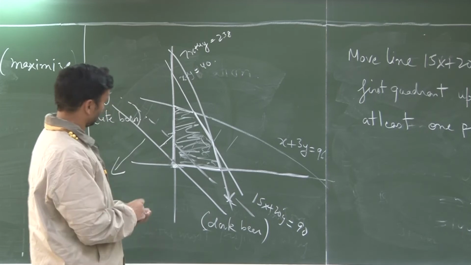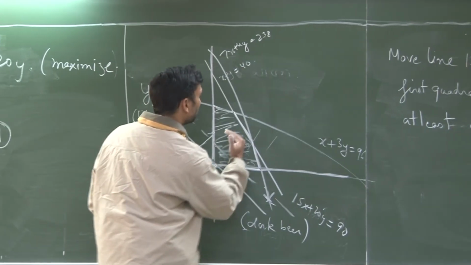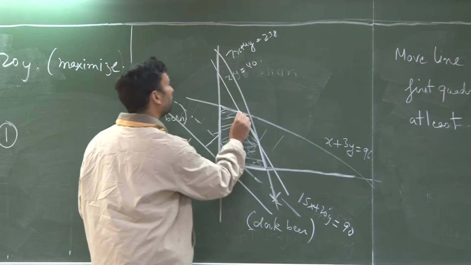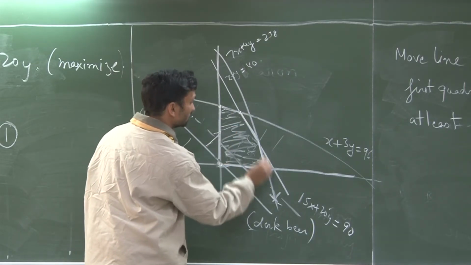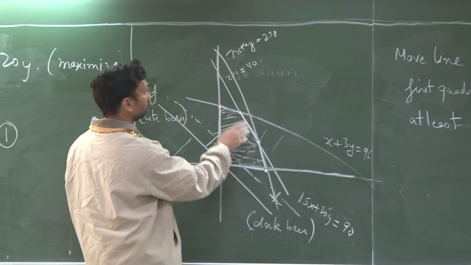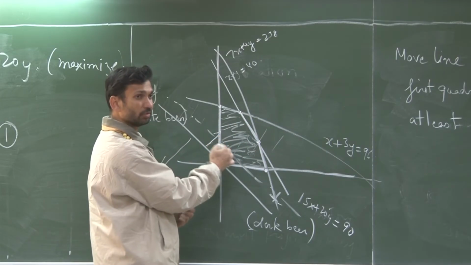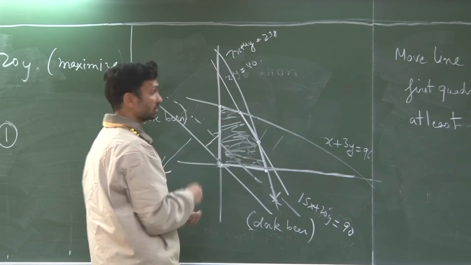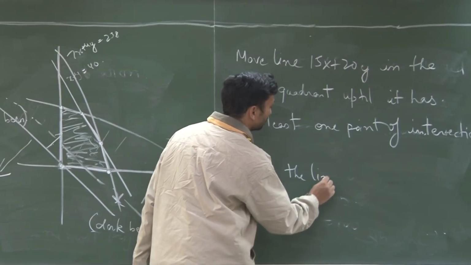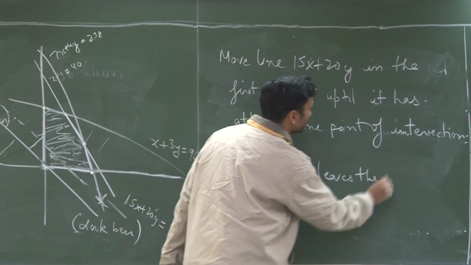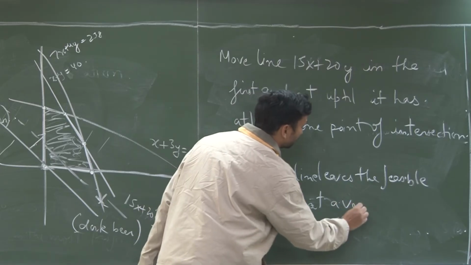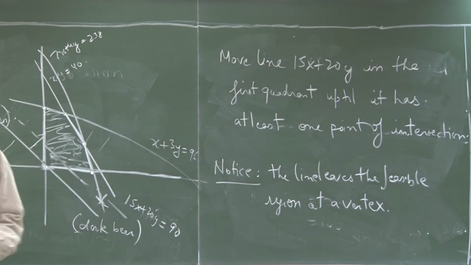The thing now to notice, and which is again a very, very important observation, is that at the point when this line leaves this area, it will be intersecting with one of the points which we call the vertex of this area. When you move the line, it cannot leave while just intersecting with any other internal point. It will only leave when it is leaving a vertex. So that means we notice the line leaves the feasible region at a vertex. And my claim is we are done now. We have solved our problem.